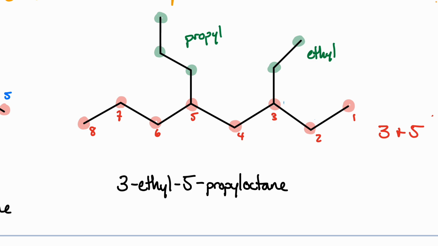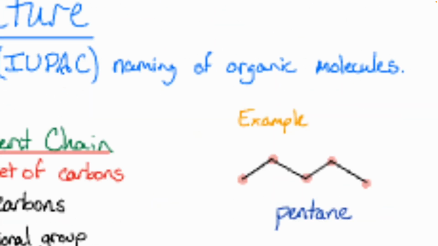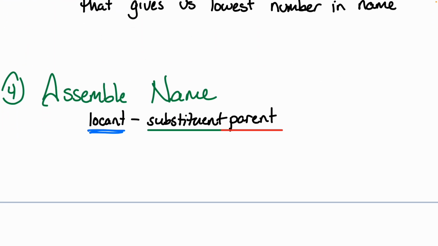Okay? So, as we said, assemble our name. Okay, and we can say if we have multiple, we need to assemble in alpha order.